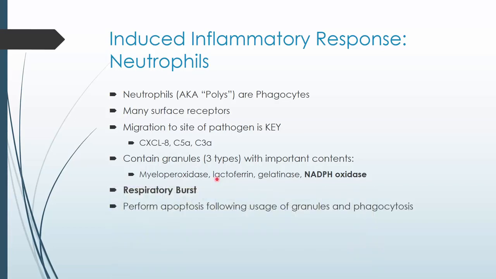Now, following the release of their granules, neutrophils actually commit apoptosis. And this is because neutrophils can't recreate granules. When they develop, they make the granules. Once they use them, the neutrophil must perform apoptosis.